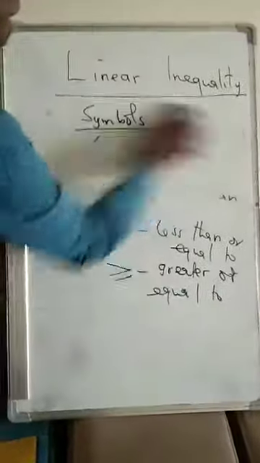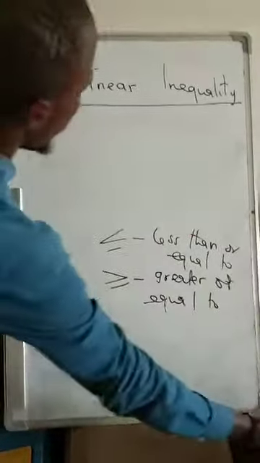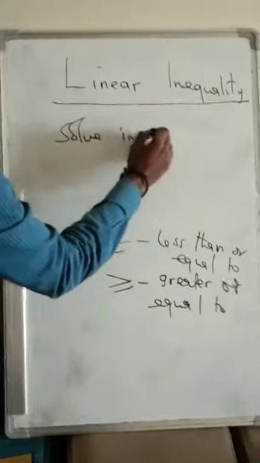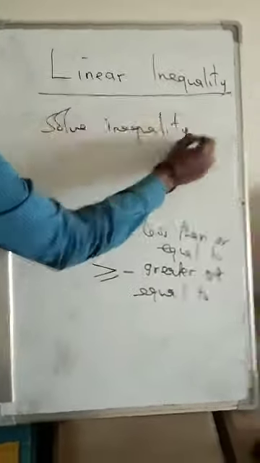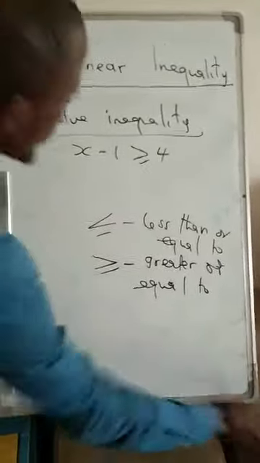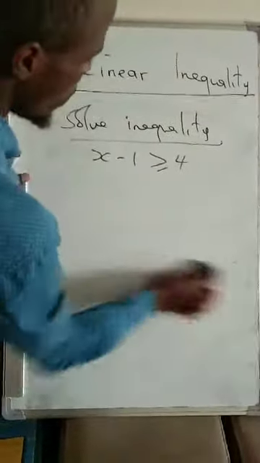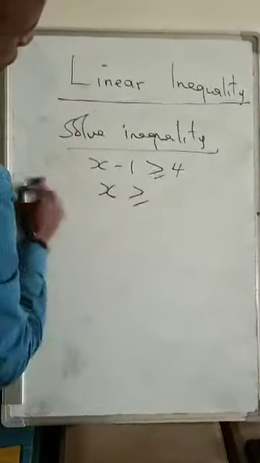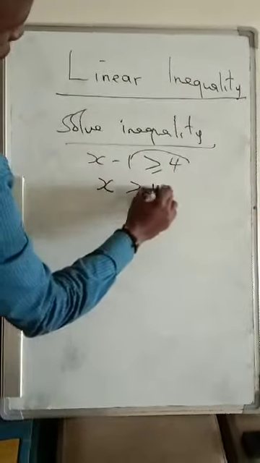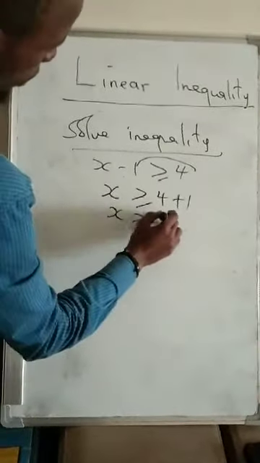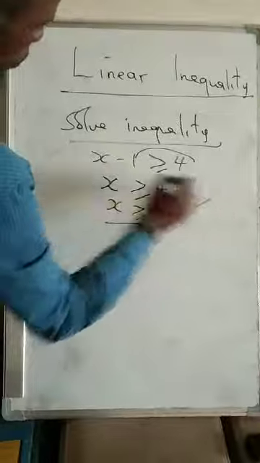So we can be told to solve an inequality. Solve the inequality x minus 1 is greater than or equal to 4. This is called a simple statement because it is simple as such. So we say x is greater than or equal to, then this one crosses the equal sign and becomes 4 plus 1 because it was minus. That is x is greater than or equal to 5, and that is the solution.